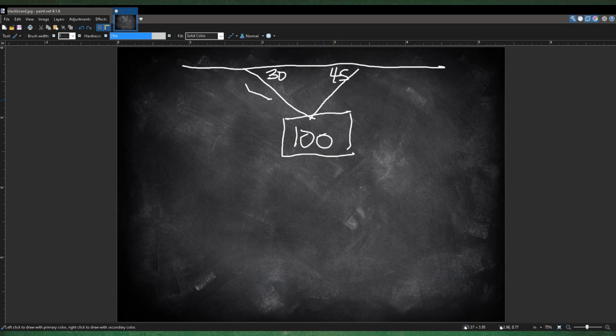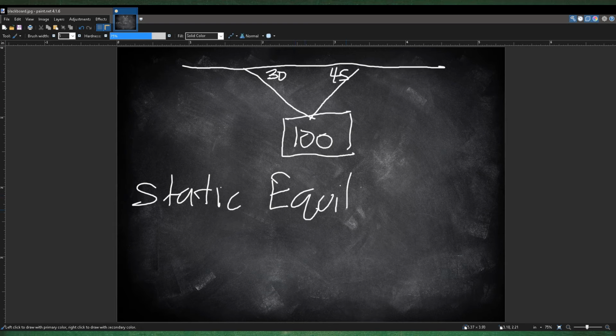There is a concept called static equilibrium, which applies to force vectors. This states that all the vectors acting on an object, like this box, if the box is not moving, that means all the vectors acting on it add up to 0. So it's equal to 0, all the vectors adding up.